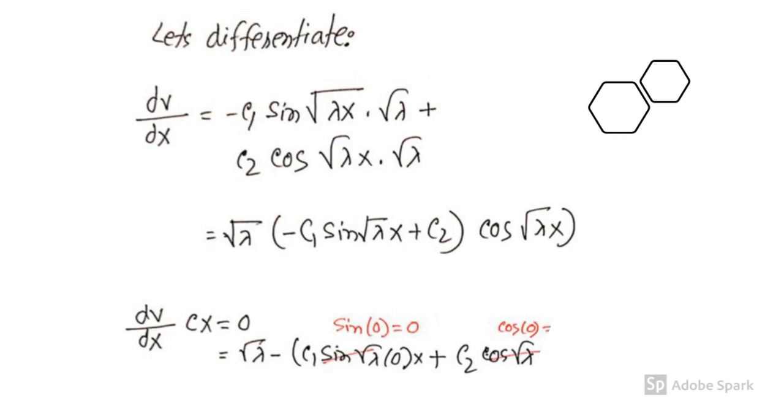Sorry, before I said lambda square, so it should be root over lambda. Sorry, root over lambda minus C1 sin root over lambda x plus C2 cos root over lambda x. Okay, dV/dx at x = 0 equals 0. So then we get root over lambda minus C1 sin root over lambda 0 plus C2 cos root over lambda. So sin 0 equals 0 and cos 0 equals 1.